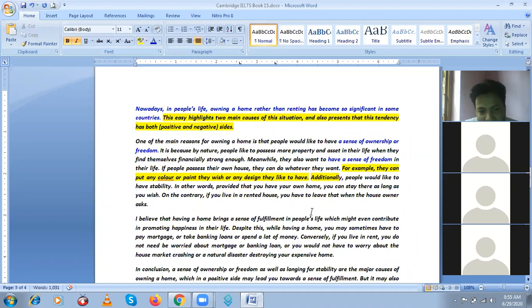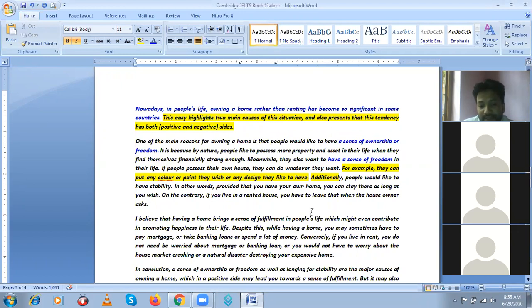Additionally, people would like to have stability. Another reason for owning a home is that people like to have stability. In other words, this main point is going to be explained or extended. Provided that you have your own home, you can stay there as long as you wish. Isn't it the reality?